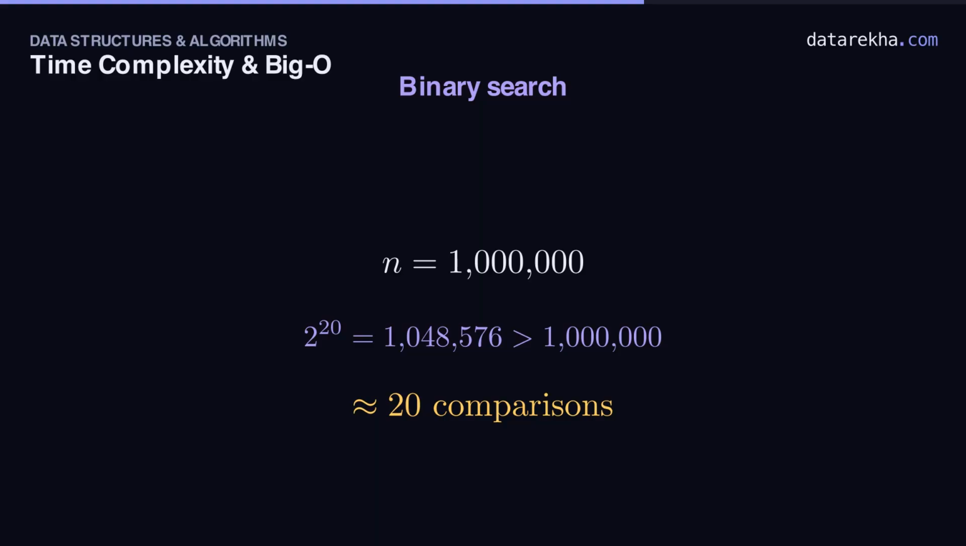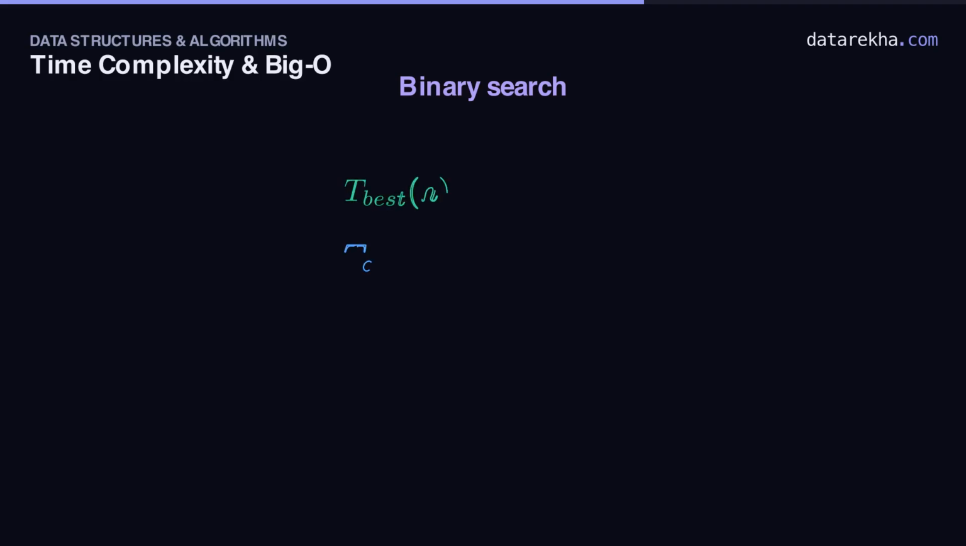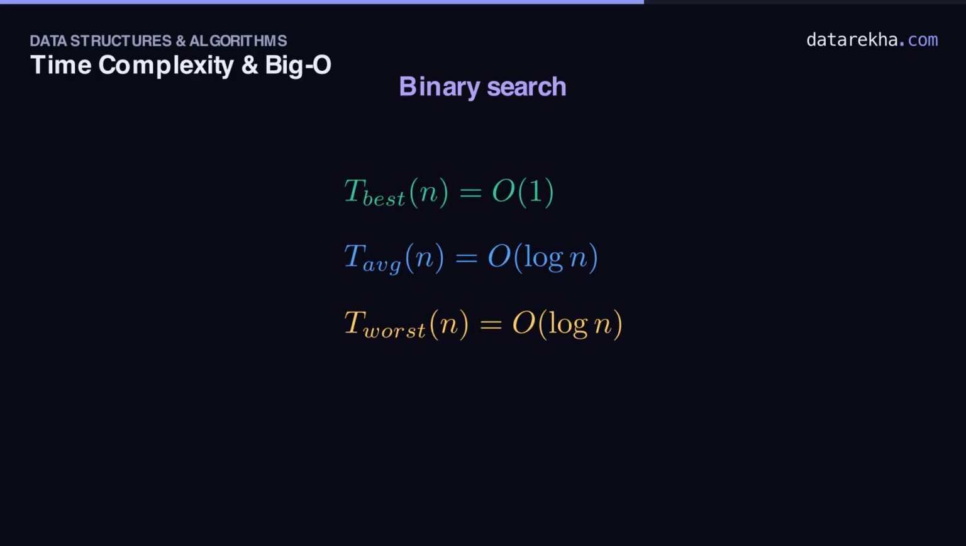So, search a million element array: about 20 comparisons. The best case is order 1. The first middle guess is the key. The average, which tracks the average depth of a balanced search tree, is again order log n. So binary search runs best order 1, average and worst order log n.